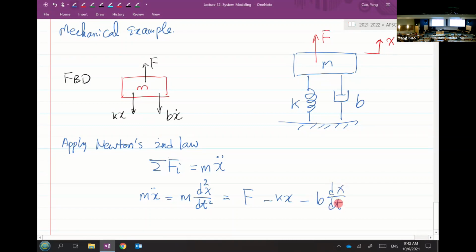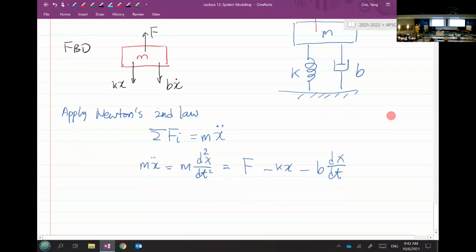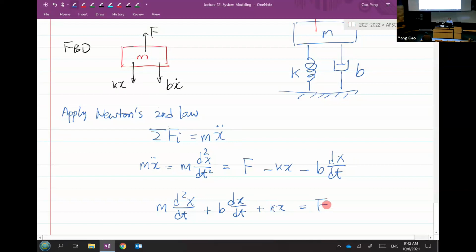Just to be consistent, if you use Newton's notation, then use Newton notation. If you use regular derivatives, you can use regular derivative notation. Don't mix them together. So finally, simplify everything. Basically, you move all the derivative terms to one side, and you get a second order differential equation like this.